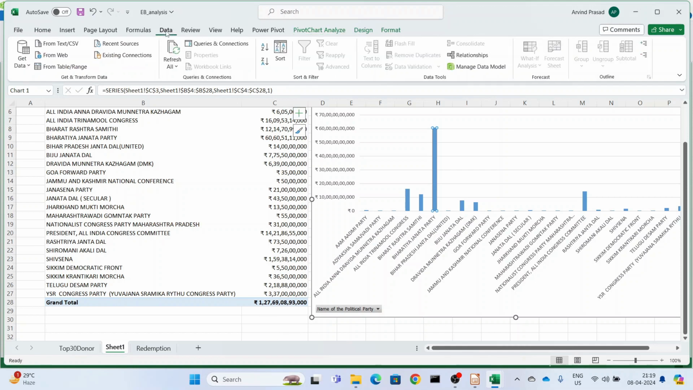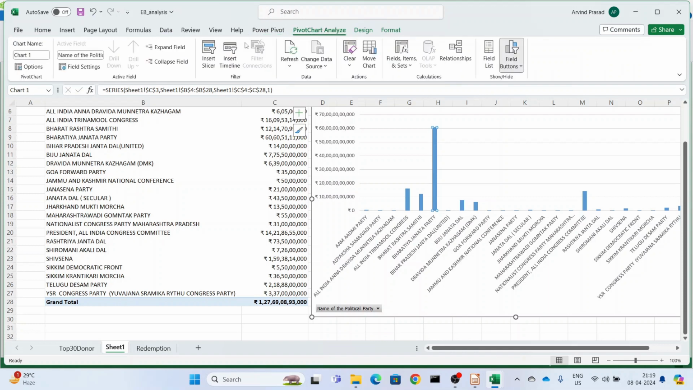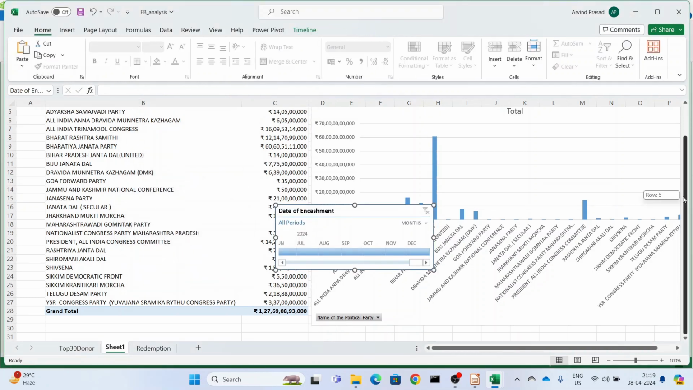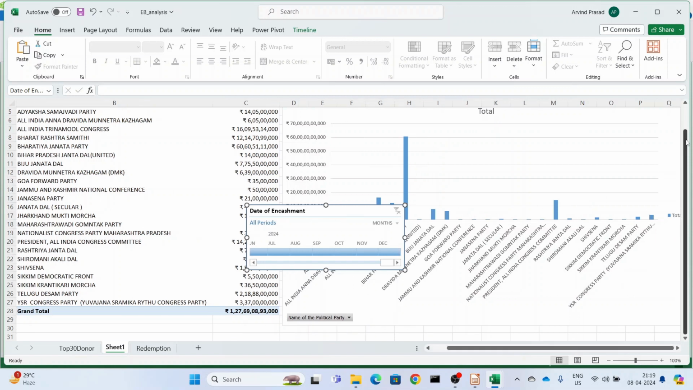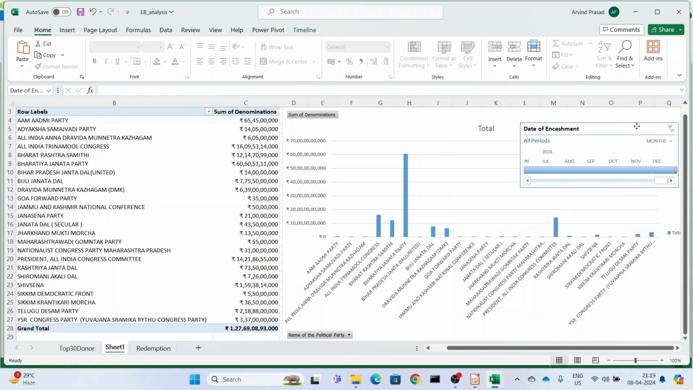Let's go to power pivot and power pivot analyze, and here let us go to insert timeline and date of encashment, select it, and there we are. Now let's see what happens. We take this here and we take this up and we put it here. Let's tag it here, let's take it here, and instead of months we take it to years. Now Excel gives you the most interesting analysis of redemption.